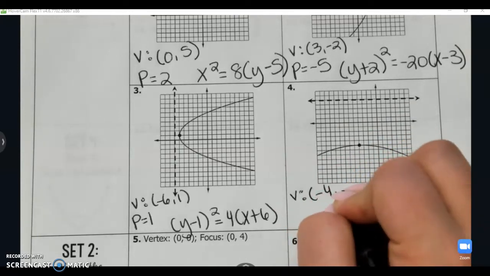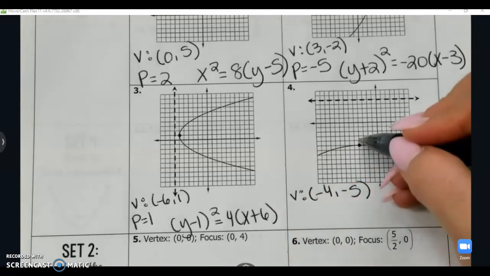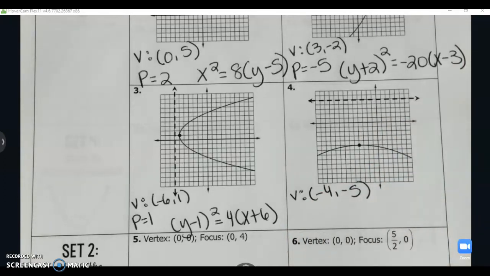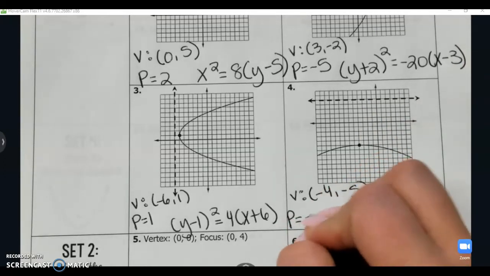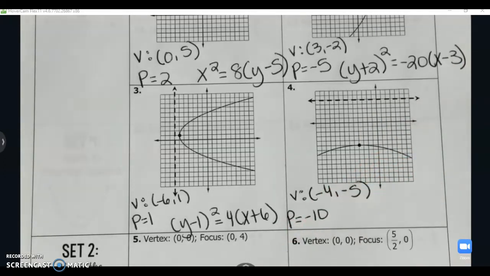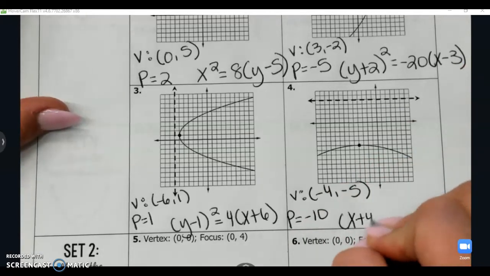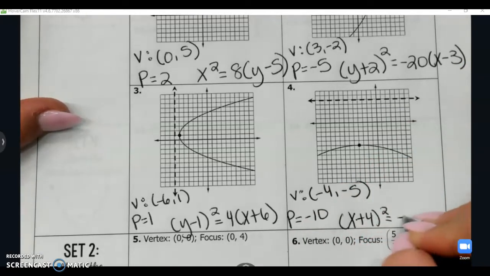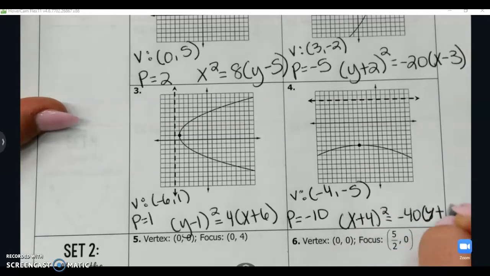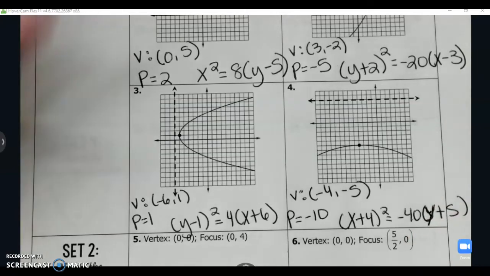All right, and then last one of this kind, here our vertex on this vertical parabola open down is at -4, -5. And our directrix, if we count, it is 10 away. So that means that P is -10 because, again, it's open down. So x plus 4 squared is equal to -40 times y plus 5. Sorry, my y looks kind of funny there. That's y plus 5. Okay. So that's when we have a graph.